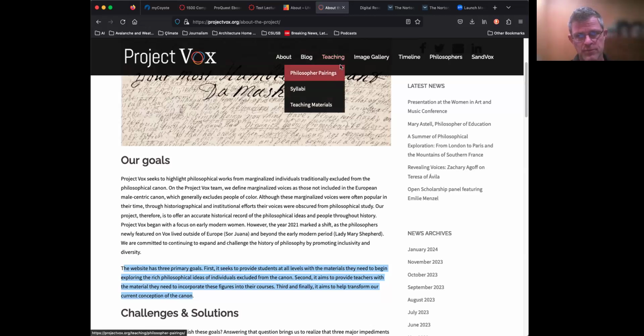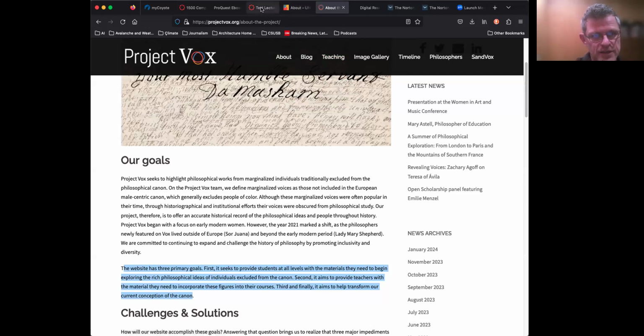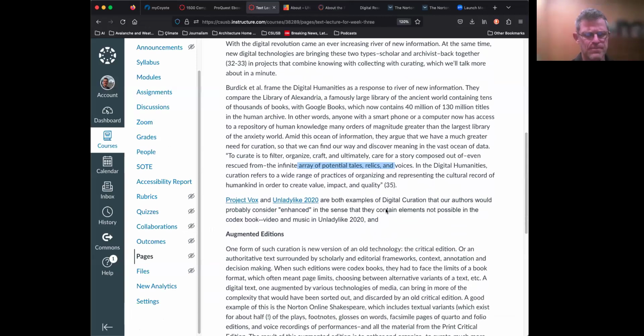So for people like me who might want to incorporate Sor Juana into a course, there's more than you could do in a print edition. So it's enhanced in that sense, and I think it's already clear how it counts as curating.